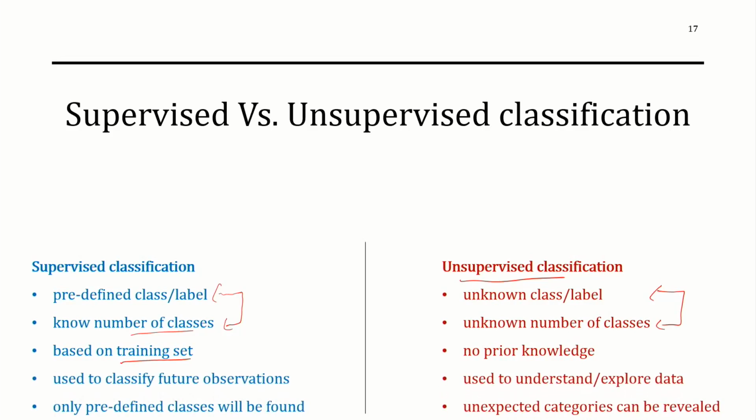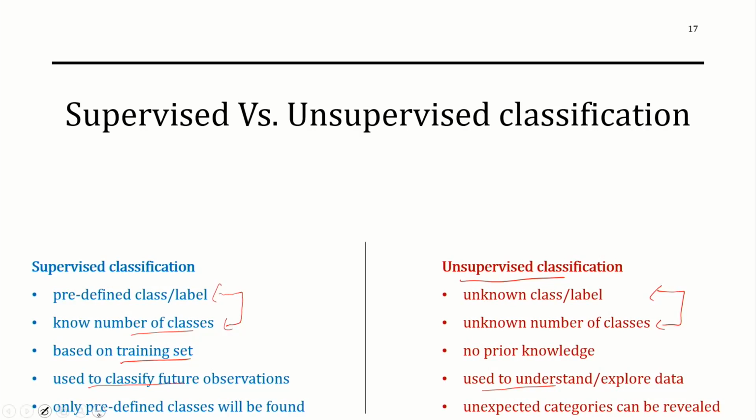In addition, supervised classification is used to classify future observations. After we have the model built, we can use it to predict future input. However, unsupervised classification is used to understand or explore more data, which allows us to analyze what information can be inferred from the current existing data.